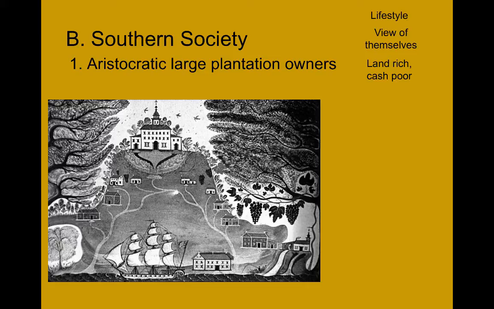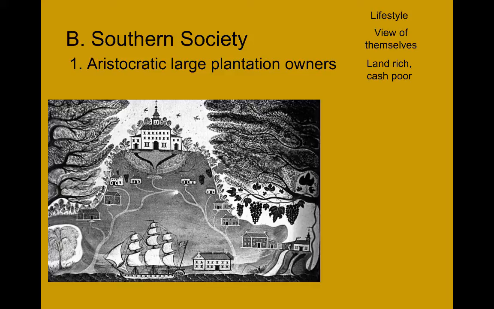Next, we see Southern society. So imagine, if you will, a giant pyramid. And at the top of that pyramid, which represents Southern society, we have these plantation owner elites. So we see this picture of a plantation on top of this hill. One, it's cooler up there, but symbolically it also shows that if I'm a white Southern plantation owner, I am at the top of society.